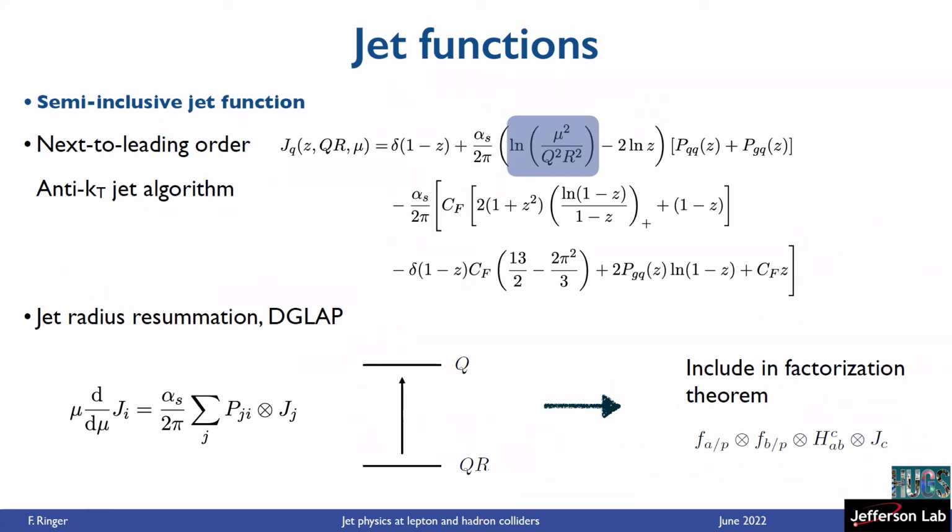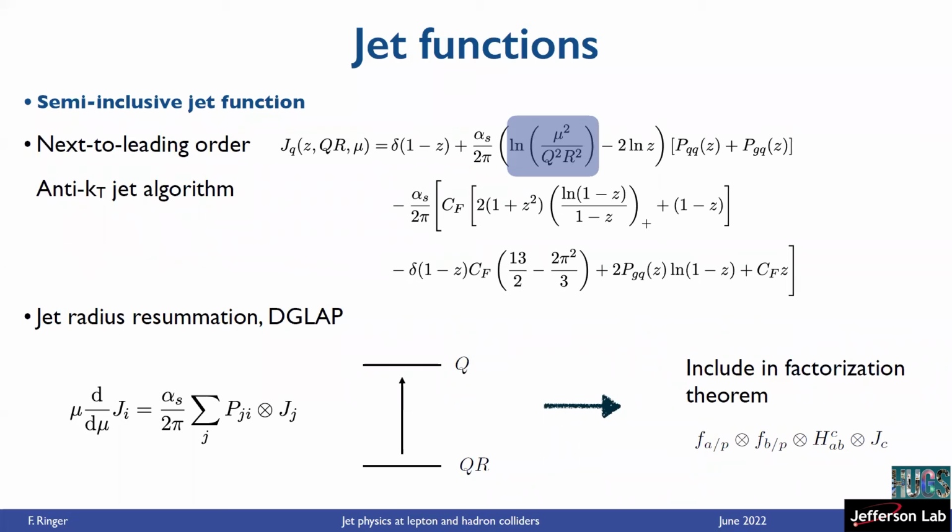Now the question is, again, if we have a PDF or a fragmentation function, I'm basically resumming logs by solving DGLAP evolution between two different scales. If I didn't do that, I would have large logs in my perturbative calculation that would completely invalidate it. So the question is, what are the logs here that are being resummed? What is resummed are logs in the jet radius.